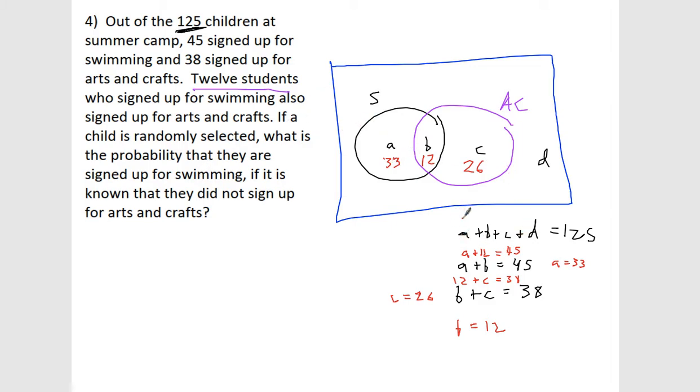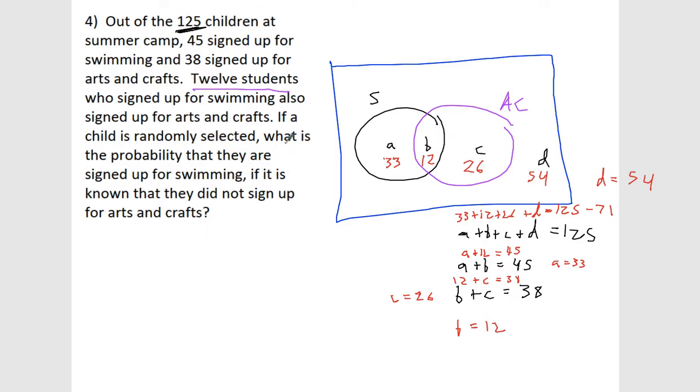So I know that 33 plus 12 plus 26 plus D equals 125. And subtract all those over. So that's 59, 71. 125 minus 71 equals D, which is 54 students. So 54 students right here. And there we go. So that's how we can determine it, and remember D represents people that didn't do swimming or arts and crafts. So now we can answer the question.